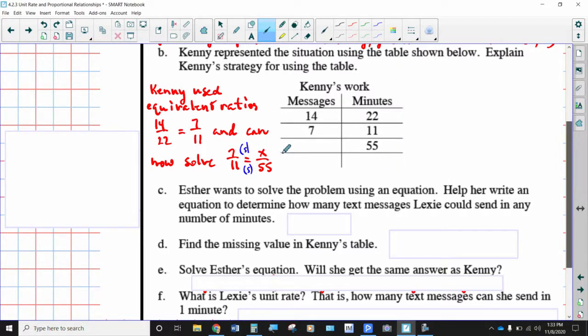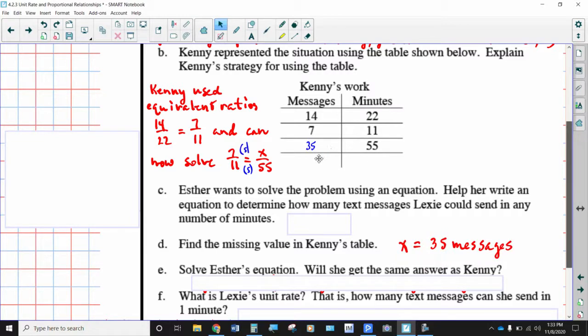So what does that answer have to be? We're looking at it being 35. So I'm actually jumping ahead. Find the missing value in Kenny's table. We think that missing value is going to be 35 messages. Okay? Now, Esther wants to solve the problem using an equation. So to use the equation, you've got to find the unit rate.